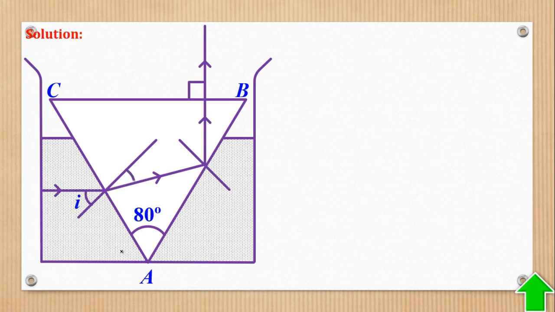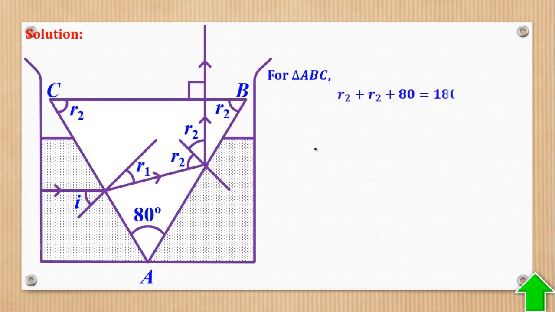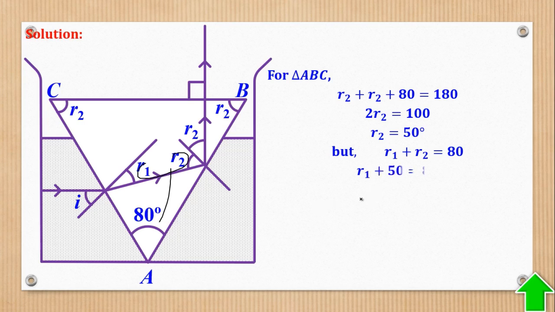So that's what was drawn. Then we shall put more angles. This will be R1. This will be R2. R2, laws of reflection. This is also R2. That will also be R2, because it is an isosceles. Therefore, for triangle ABC, this plus this plus this add up to 180. Therefore, R2 is 50. But we know that this plus this is equal to 80. Therefore, R1 can be got.